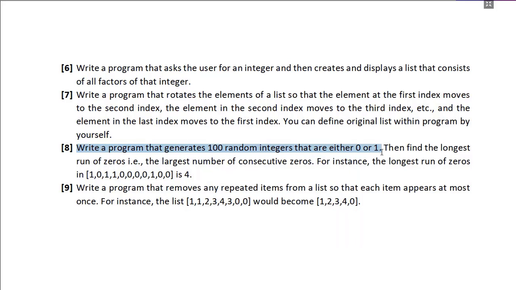Now the next task is tricky. It says that you have to generate a list of 100 numbers and the numbers will be either 0 or 1 only. And then from that list, you have to find the longest run of 0. The longest run means the longest number of consecutive zeros in the list.